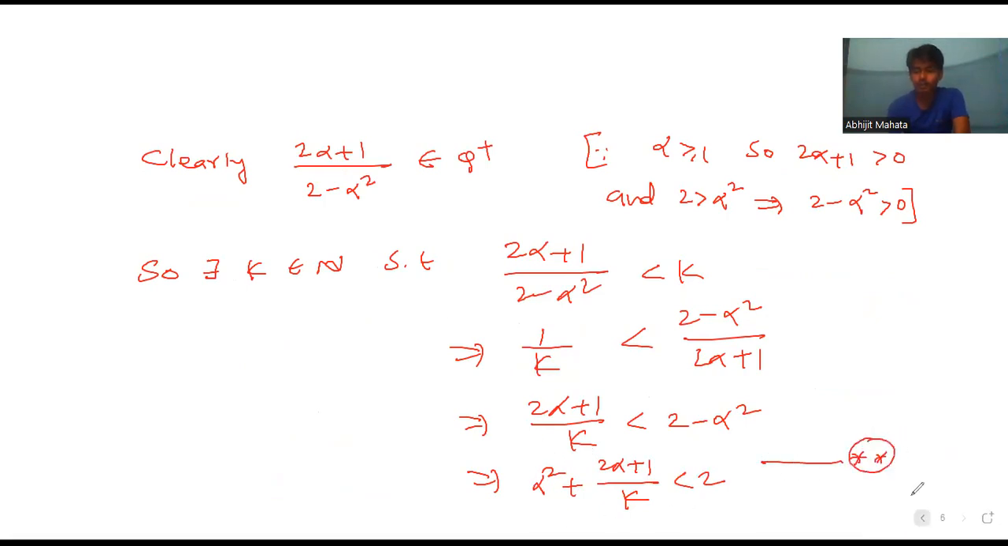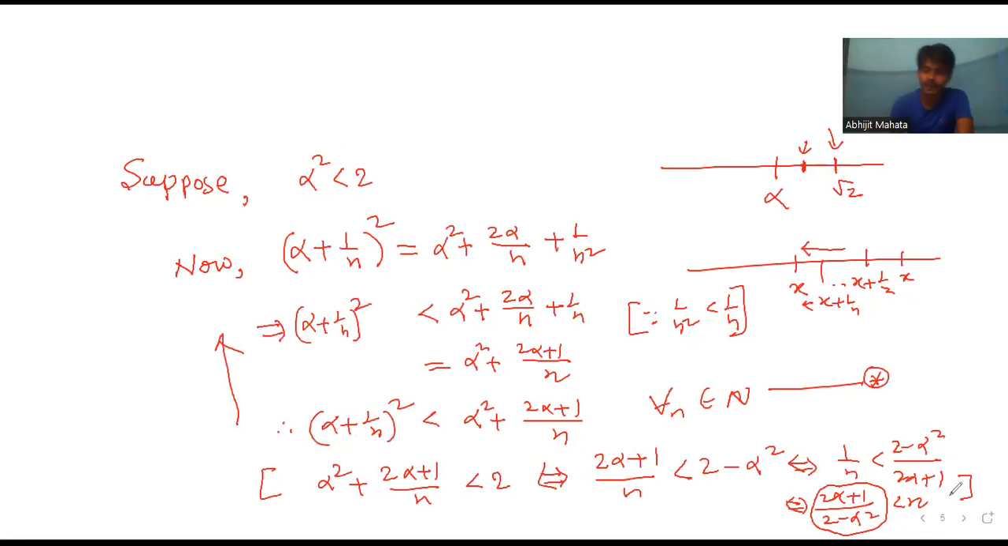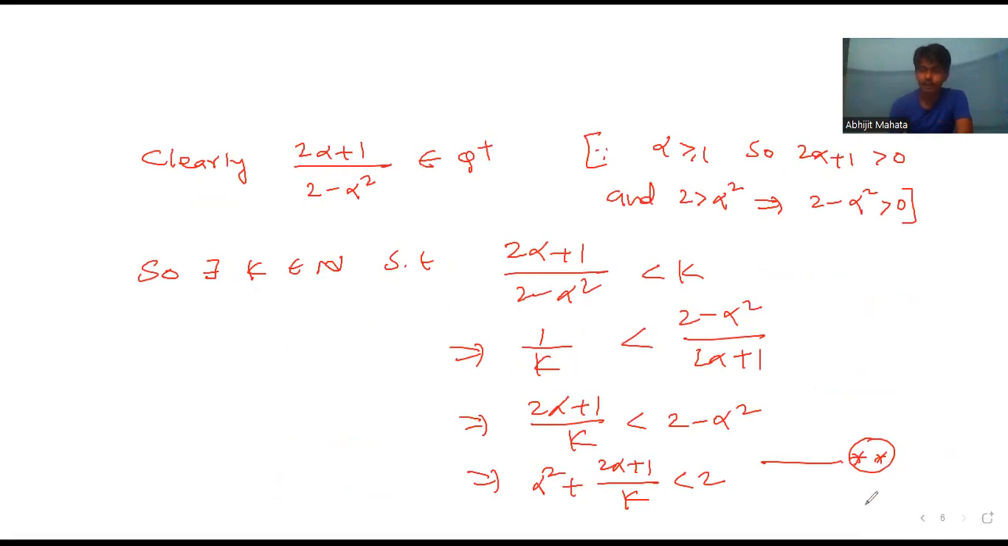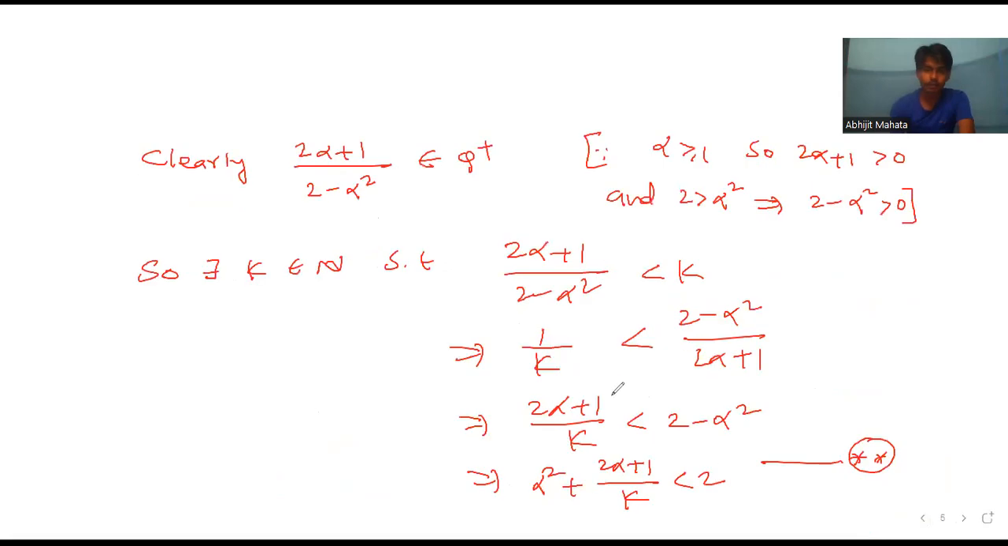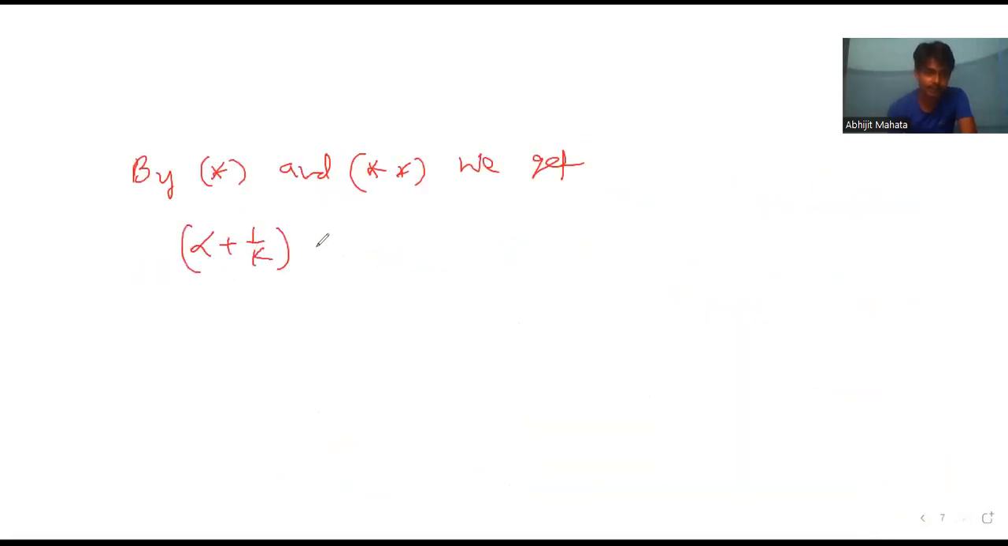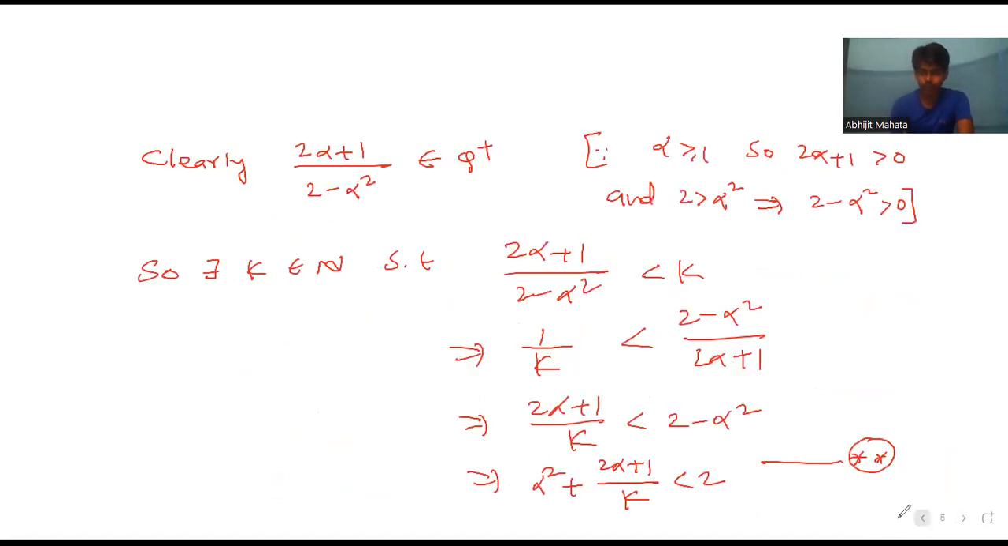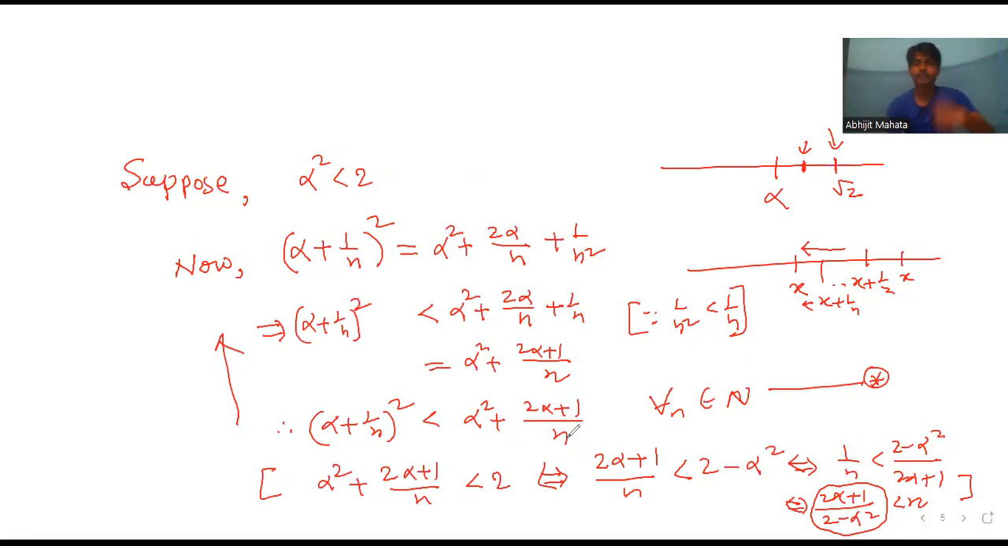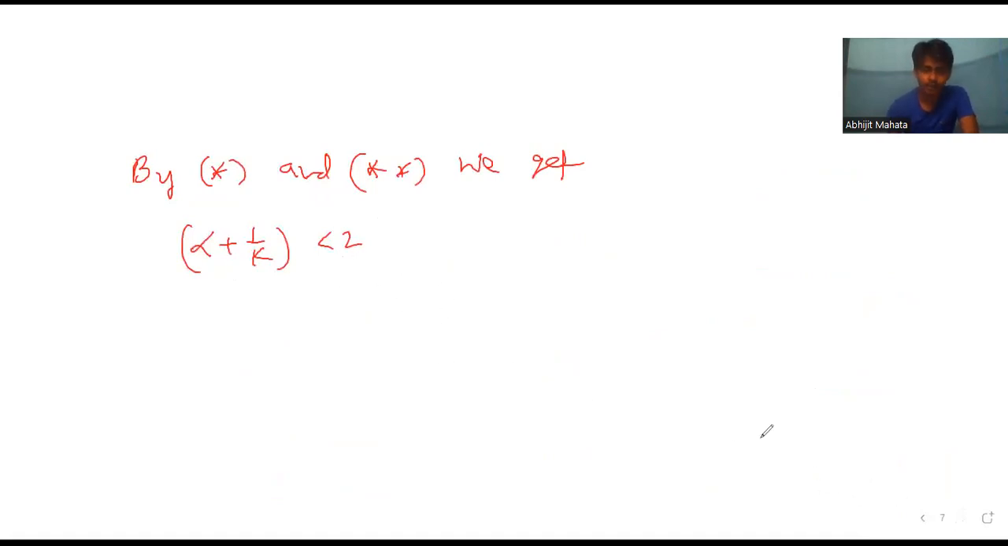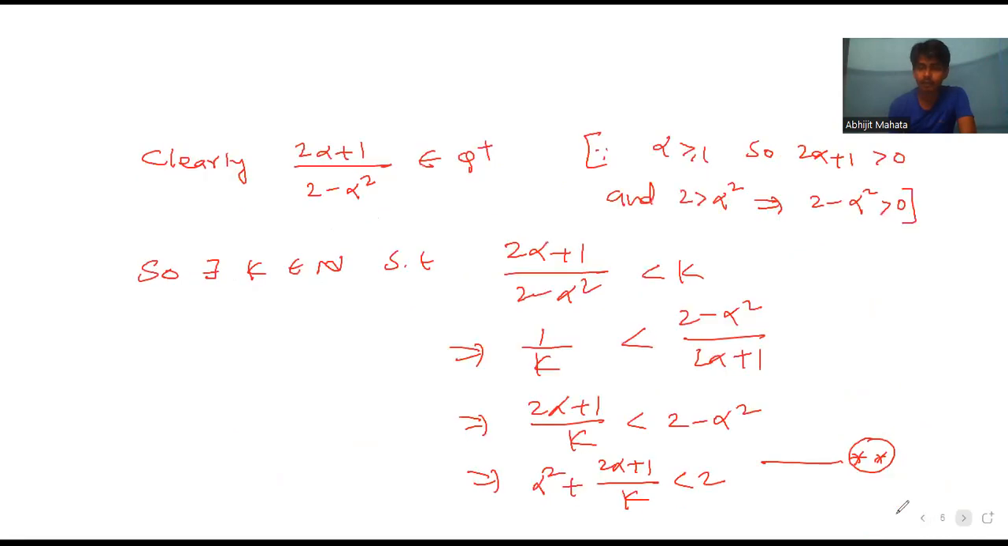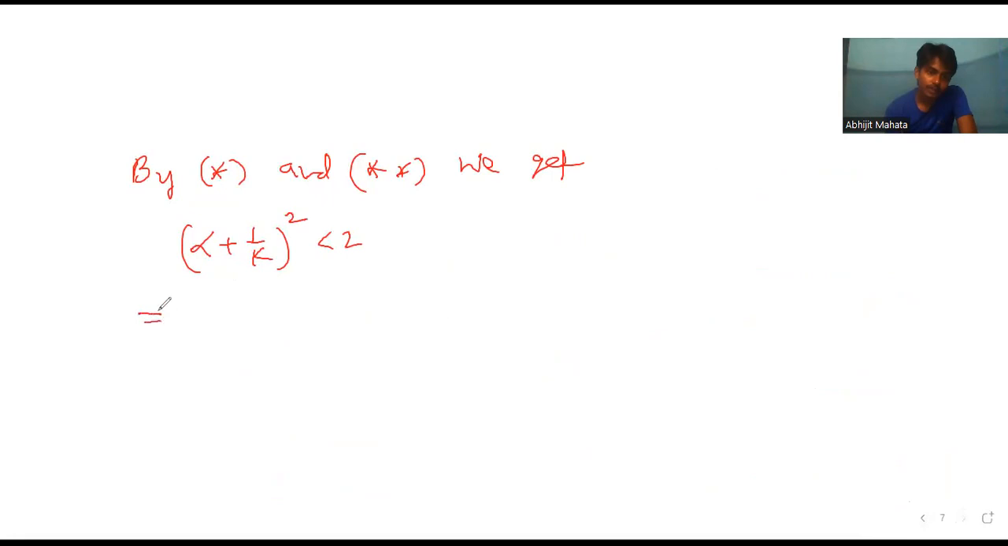Now look at this: star tells us that this is true for all natural numbers n, and double star tells us that there is such a k. So by star and double star, we are getting that alpha plus 1 by k, whole square, is less than 2. Why? Because this is less than 2, and this quantity is less than this, where I am taking n equal to k. Alpha plus 1 by k is a positive rational number, no doubt, because alpha is positive, 1 by k is positive, the sum is positive, and the sum of two rational numbers is rational. And the whole square is less than 2. So this is in A, right?